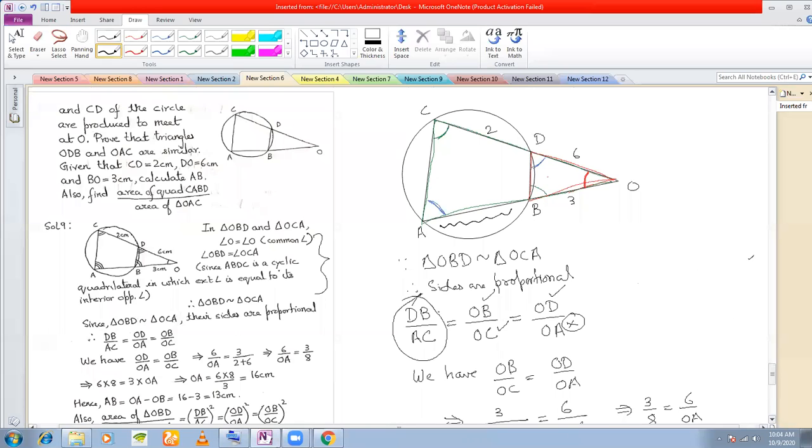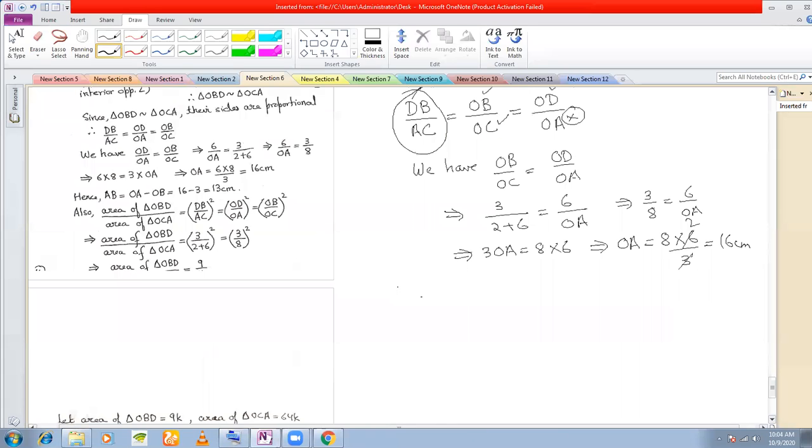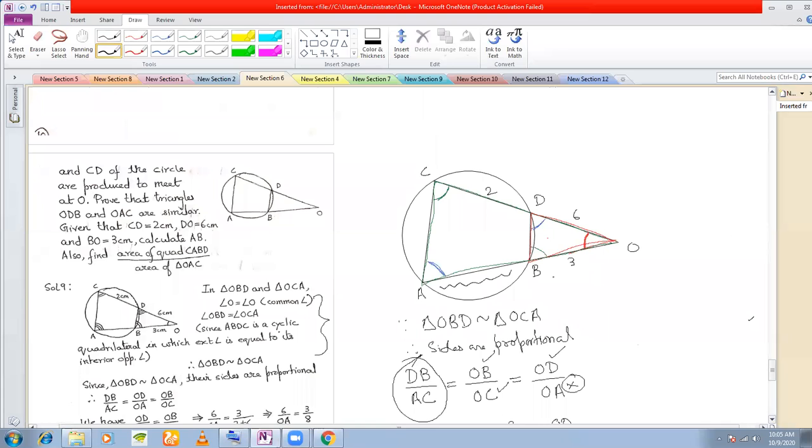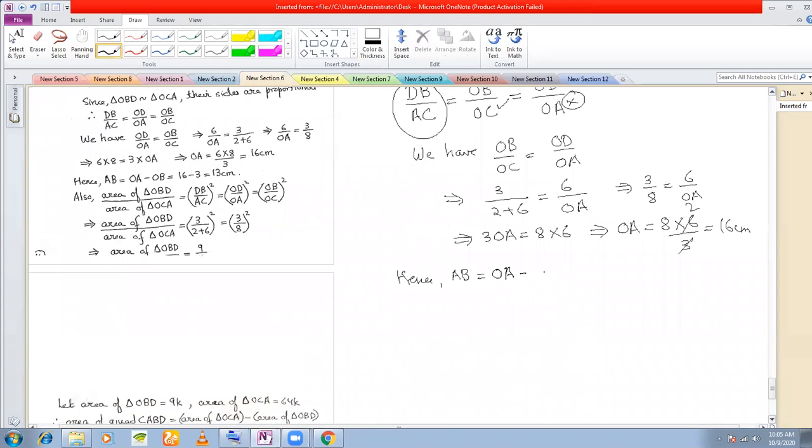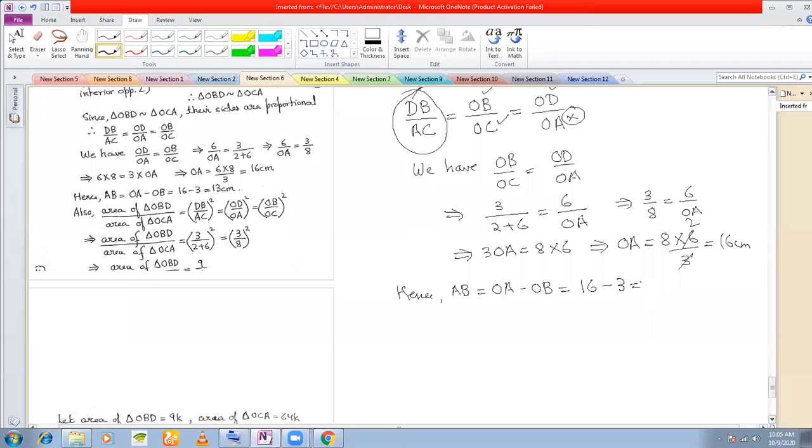So AB, hence the length AB is equal to the entire length OA minus OB. OA is 16 and OB length is 3. So this is 13 centimeters. Fine. Any questions?